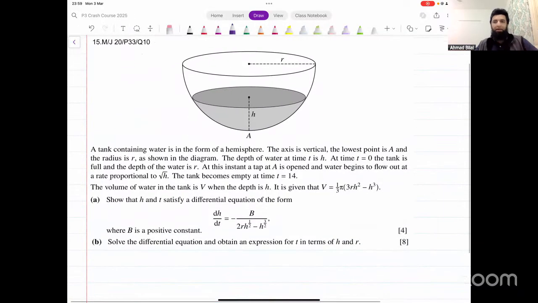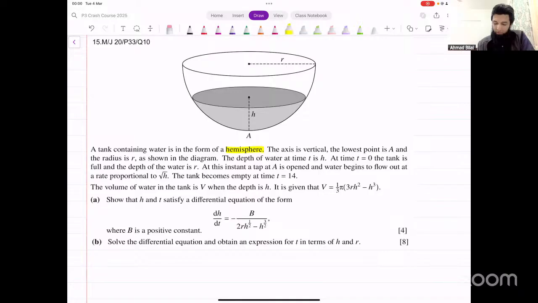All right. It says a tank containing water is in the form of a hemisphere. The axis is vertical, the lowest point is A, and the radius is R, as shown in the diagram. Okay, so we have a hemisphere here. The lowest point is A and the radius is R.